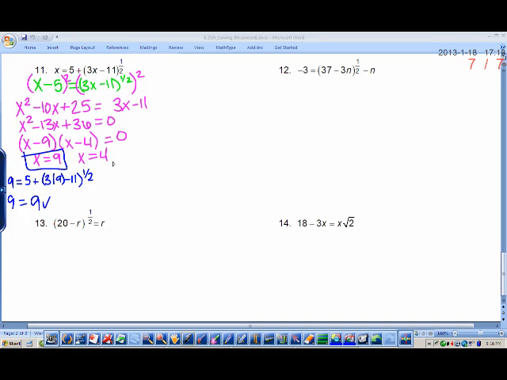Let's try 4. I'm going to see if 4 is equal to 5 plus (3 times 4 minus 11) to the 1/2 power. All right, 3 times 4 is 12, minus 11 is 1, the square root of 1 is 1, and 5 plus 1 is 6. Well, 4 doesn't equal 6, so 4 is an extraneous solution.